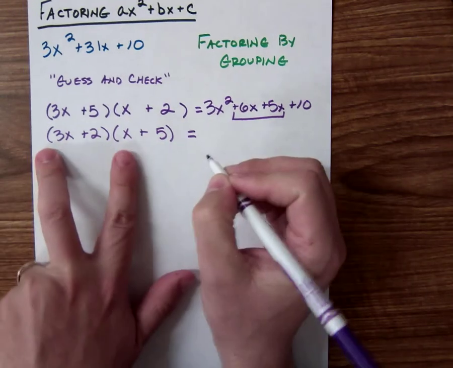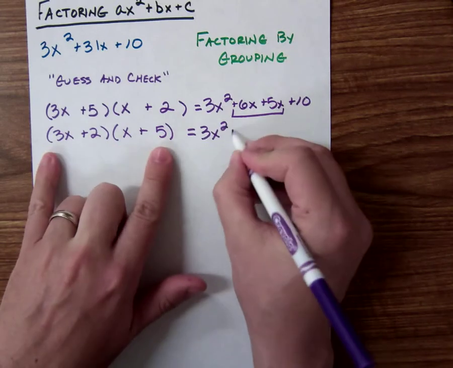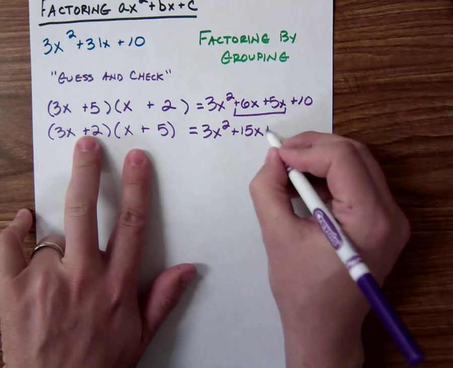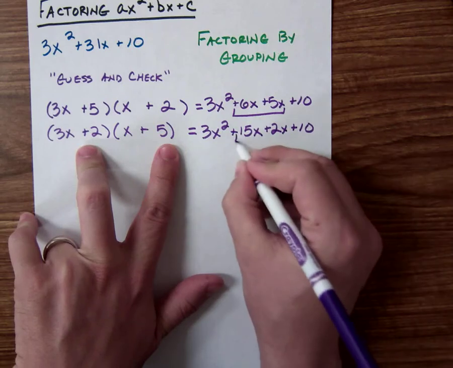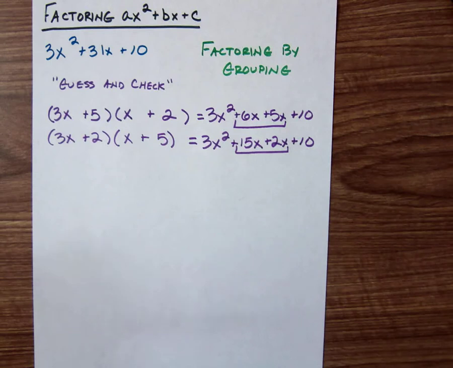Now distribute again. 3x times x. 3x times 5. Notice I'm getting different numbers now just because I changed the order. 2 times x and 2 times 5. That adds up to 17x, and I wanted 31, so that doesn't work. Well, I guess I'll try a different pair of numbers, like 1 and 10, and if that doesn't work, I'll try 10 and 1. I don't like the guess and check.